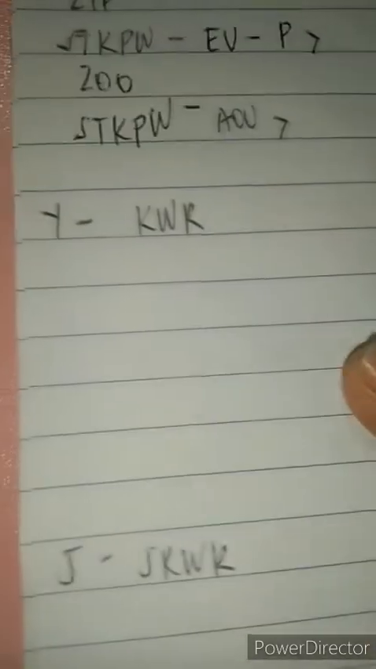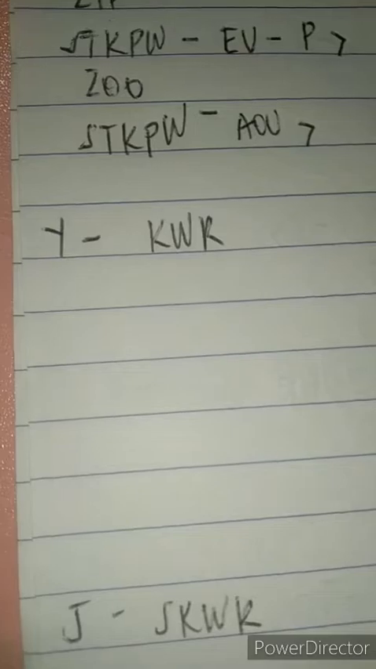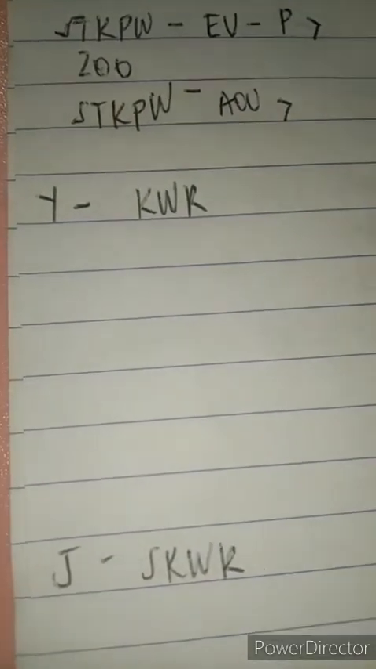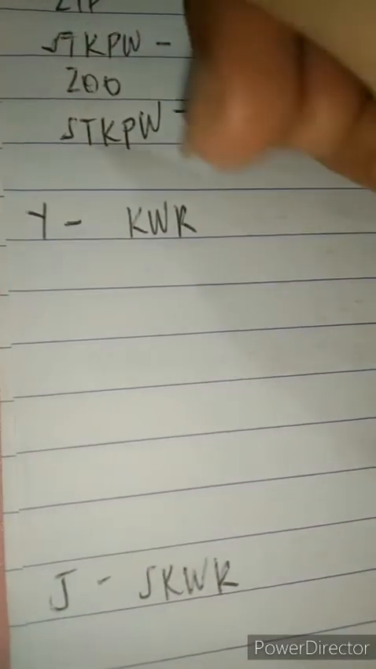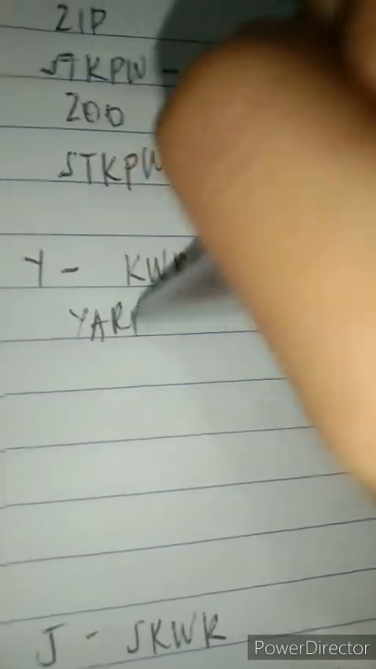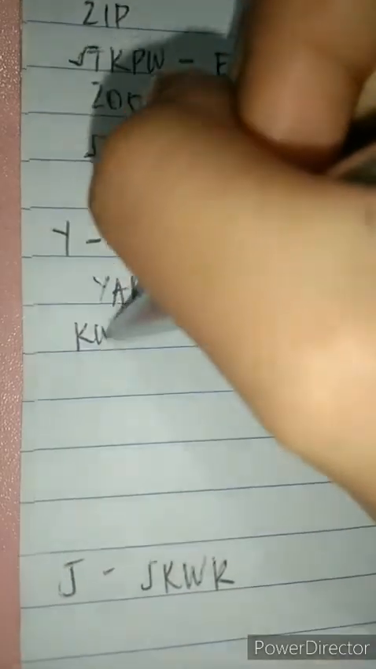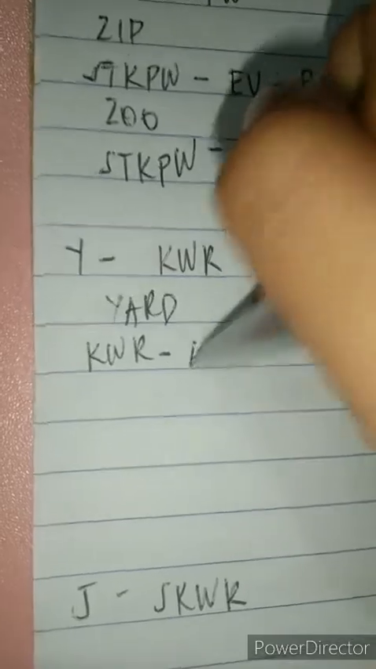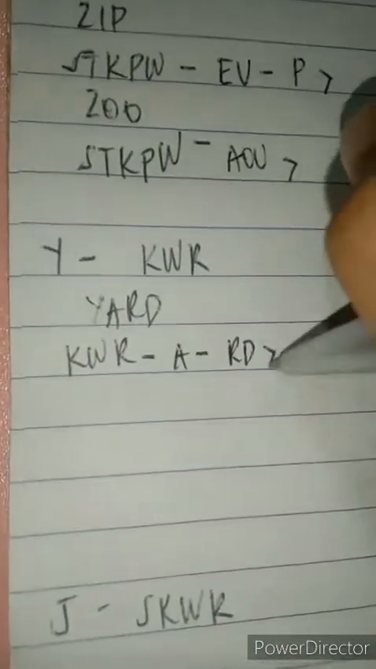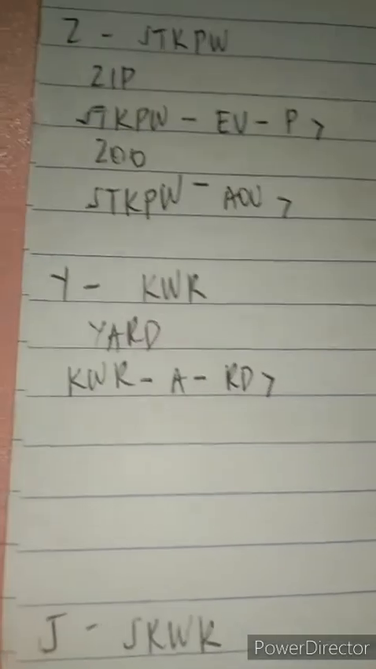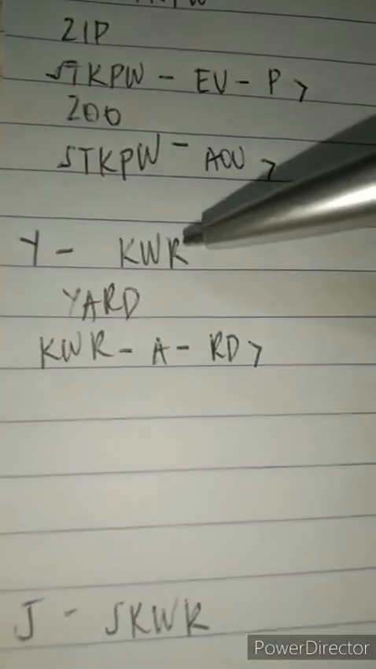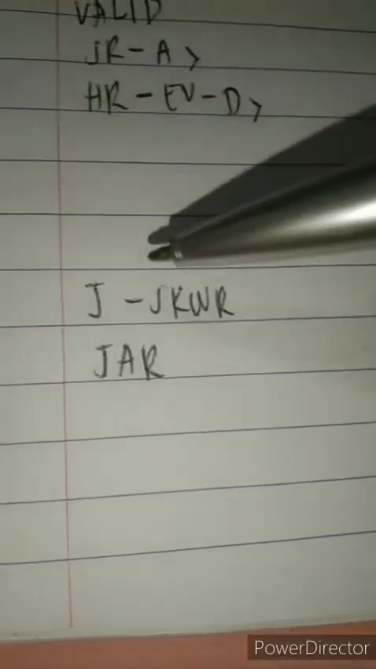Okay, next is yung Y, which is represented by K, W, and R. So the word yard. So KWR, and then vowel letter A, and then ending letter R and D, and release. Again, Y is represented by K, W, and R.